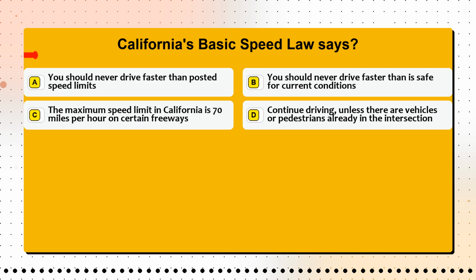Question 66. California's basic speed law says? Here are the options. Option A, you should never drive faster than posted speed limits. Option B, you should never drive faster than is safe for current conditions. Option C, the maximum speed limit in California is 70 miles per hour on certain freeways. Option D, continue driving unless there are vehicles or pedestrians already in the intersection.